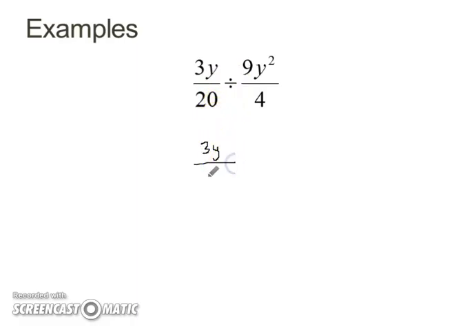So 3y over 20 times 4 over 9y squared. And now since we're multiplying, we can start crossing off what's in common. So a 20 here with a 4. This 4 crosses off with a 20. You're left with the denominator of 5. 3y and a 9y squared. This 3y cancels off with this 9. There's a 3 left over, and a y with a y squared. You're left with 1y in our denominator.